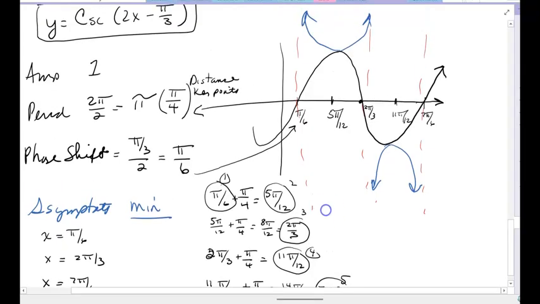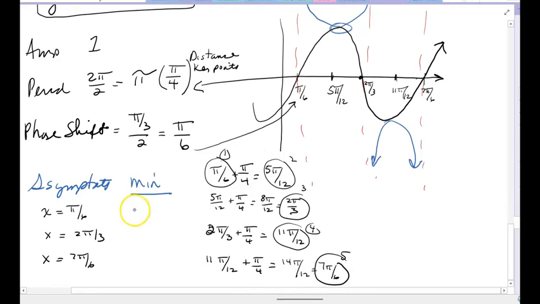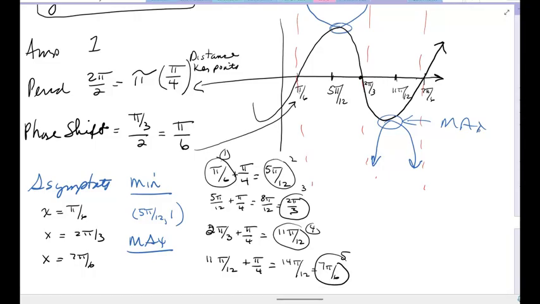I have a local minimum right here. That's considered a local minimum because between those two asymptotes, there are no other minimum points. So that is occurring at 5 pi over 12 comma 1. Amplitude didn't change, it was just 1. Do I have a maximum? Yes. This is considered a max. It is the local max. There's no other points near it that are higher than it within those asymptotes. And that, of course, is at 11 pi over 12 comma negative 1.